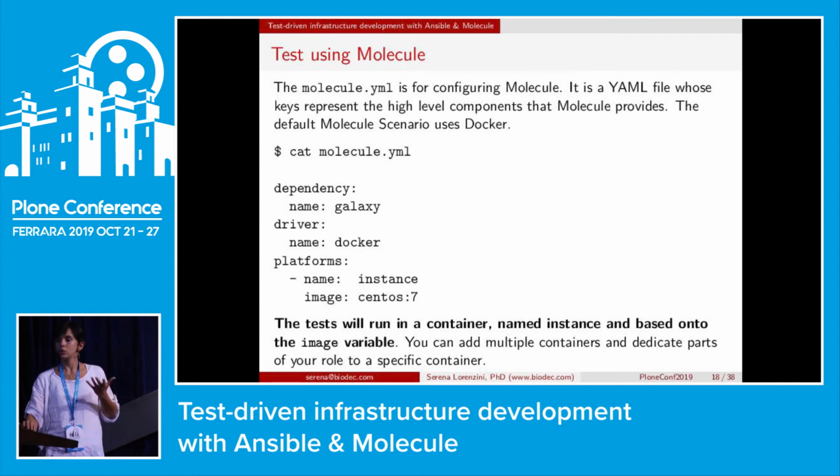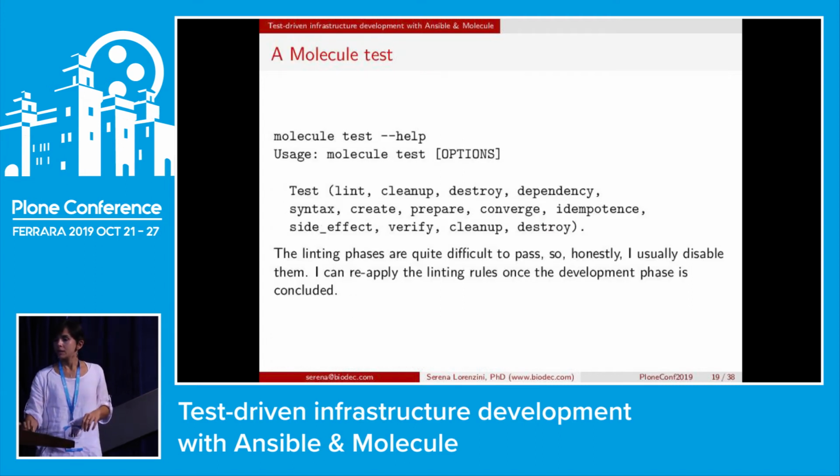Okay, this file is very simple, and it represents the components that Molecule uses to spin up the instance. You can actually have a lot of platforms or instances under the platform list. So you can test parts of your role on some instances and other parts on others, which is very neat. The test matrix that Molecule provides is very long, and the molecule test command with the help prints out all the tests that Molecule is going to run.